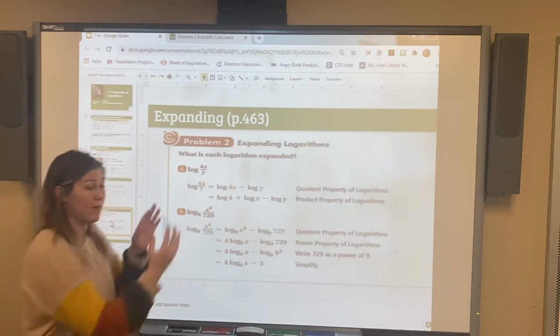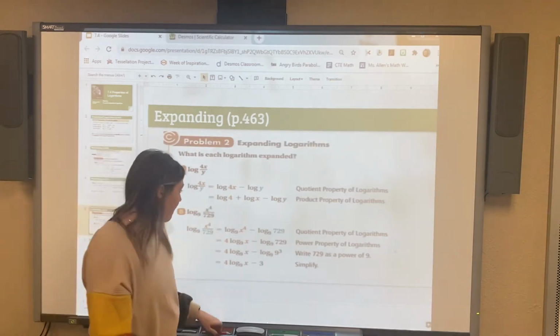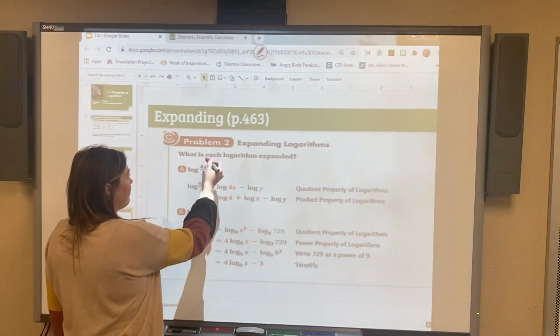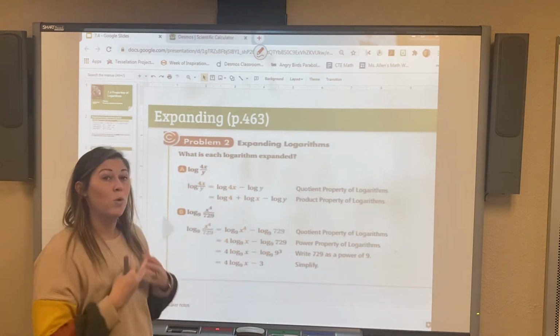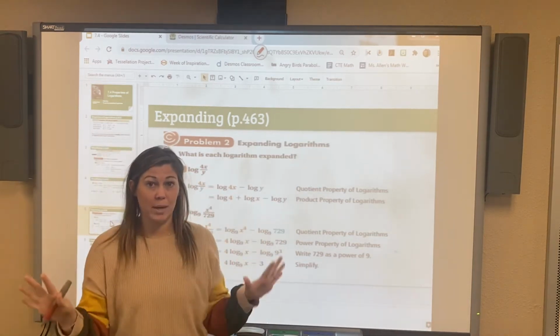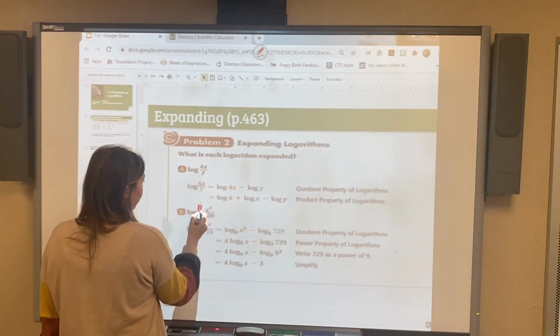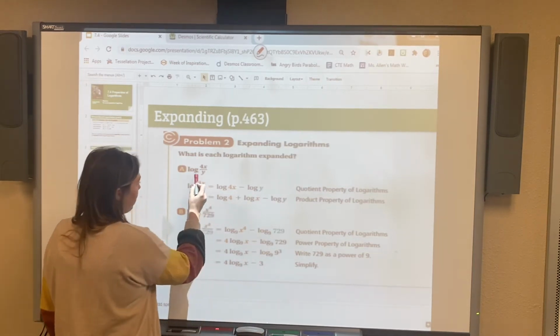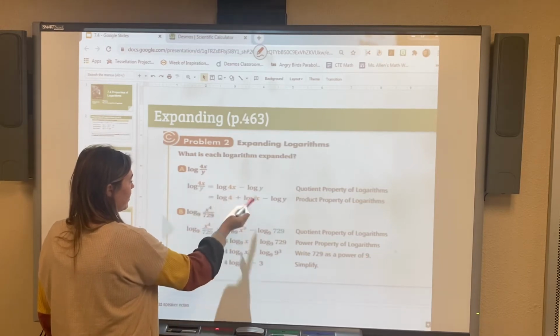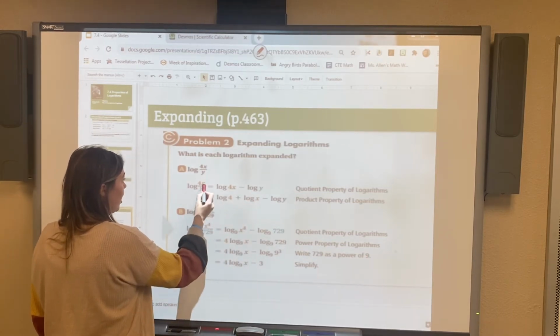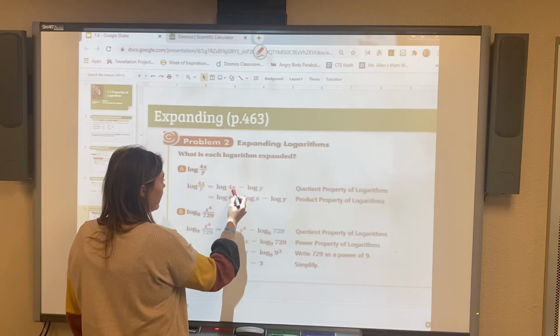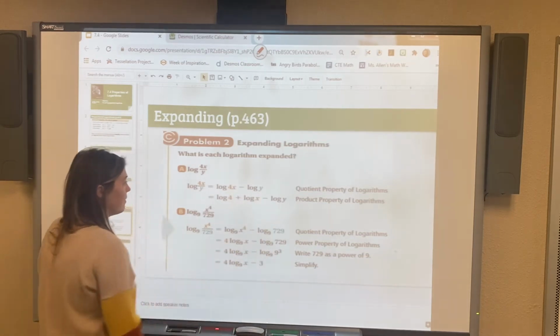Now let's practice if we have a single and are expanding it. So here we have log of 4x divided by y. This is a quotient, so we're going to separate these with subtraction. There's no base, so we don't have to put a base with our log. And so we just take our top, which is 4x, so log 4x minus log of y.